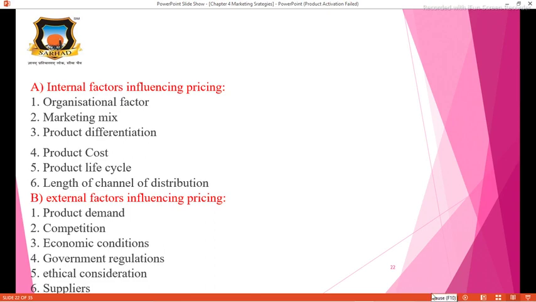And the last factor is buyer behavior. The buyers here mean both industrial buyers and final consumers. The composition of these buyers and their behavior has an impact on the pricing decisions of the firm.